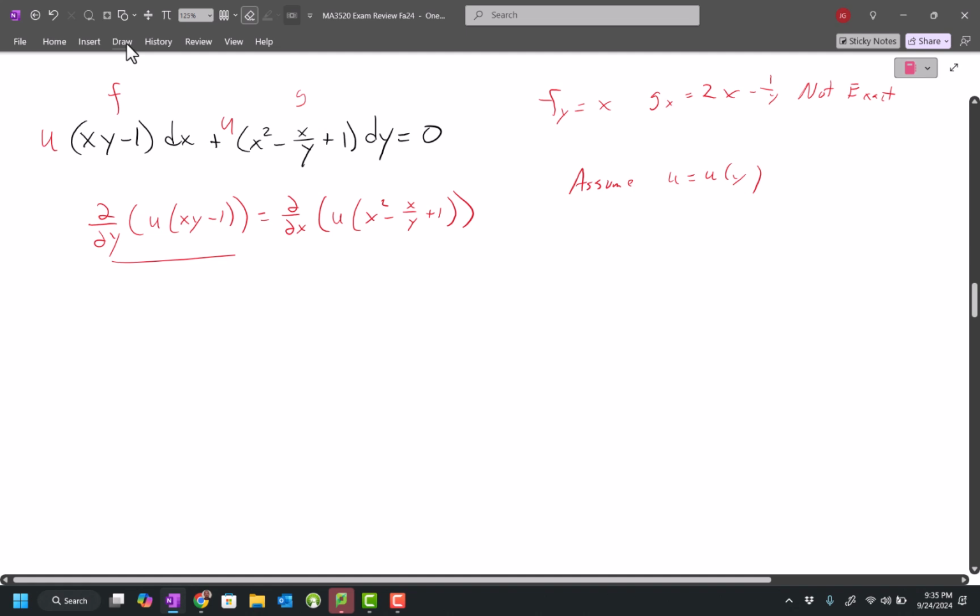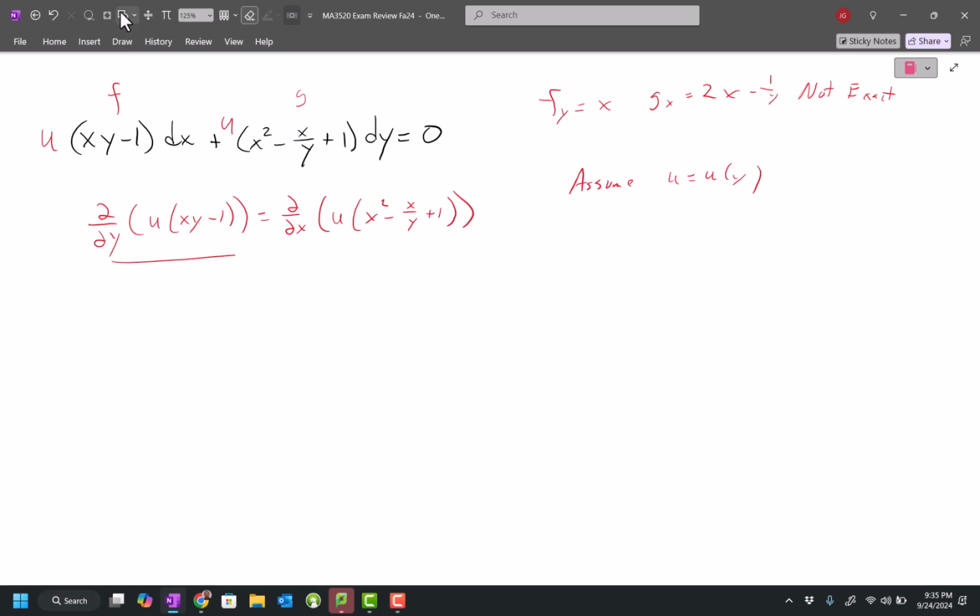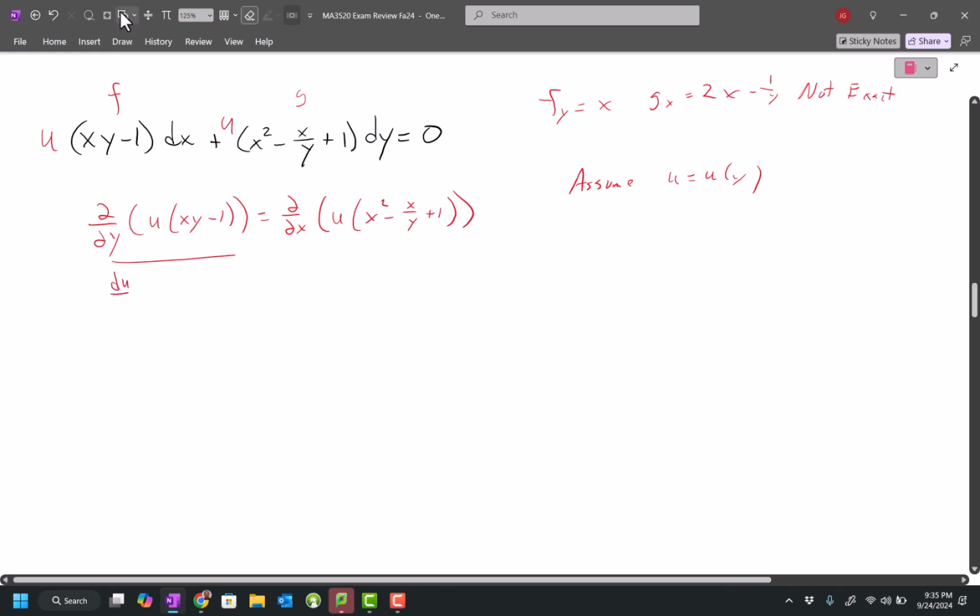If we assume that u is just a function of y, and then we calculate the partial derivative of u times this thing with respect to y, then I would have to use the product rule. I would have to take the derivative of the first times the second plus the first times the derivative of the second, which in this case would just be x. On the right-hand side, if u is just a function of y, then it's a constant with respect to x, and my u would just come out front, and I'm really taking the derivative of the second piece with respect to x. The result there would be 2x minus 1 over y.